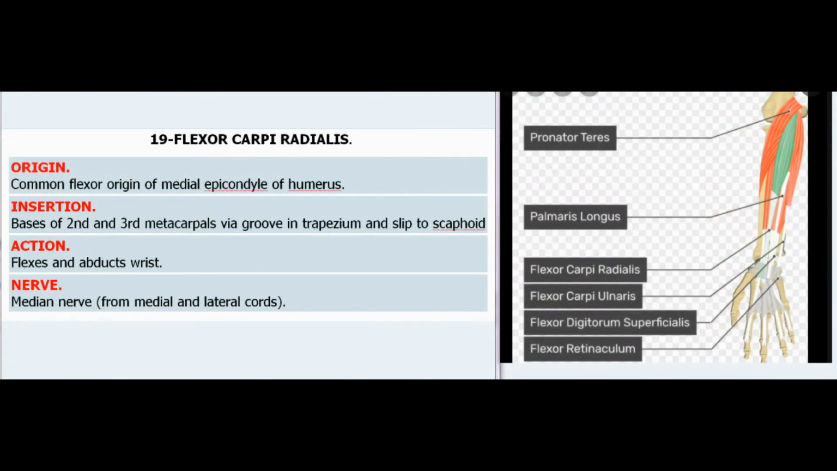19. Flexor carpi radialis. Origin: common flexor origin of medial epicondyle of humerus. Insertion: bases of second and third metacarpals via groove in trapezium and slip to scaphoid. Action: flexes and abducts wrist. Nerve: median nerve, from medial and lateral cords.